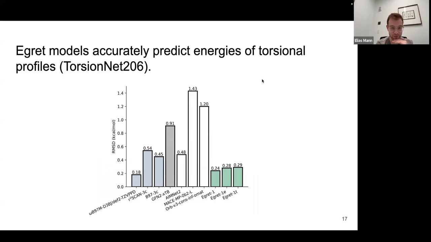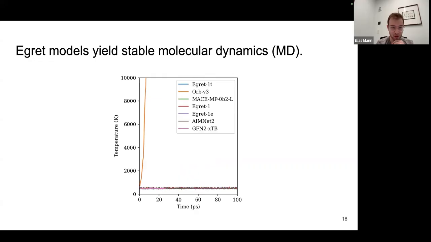So, can we accurately predict the energies of torsional profiles? Let's say you take a molecule and then you rotate it around a specific bond. In that rotation, there should be energy barriers, high energy torsions and then low energy torsions. And that's what makes this useful here. So how accurately can it predict the energy across different torsional angles?